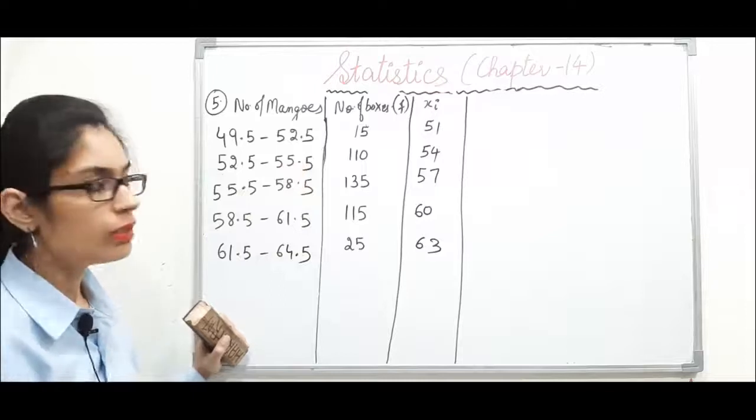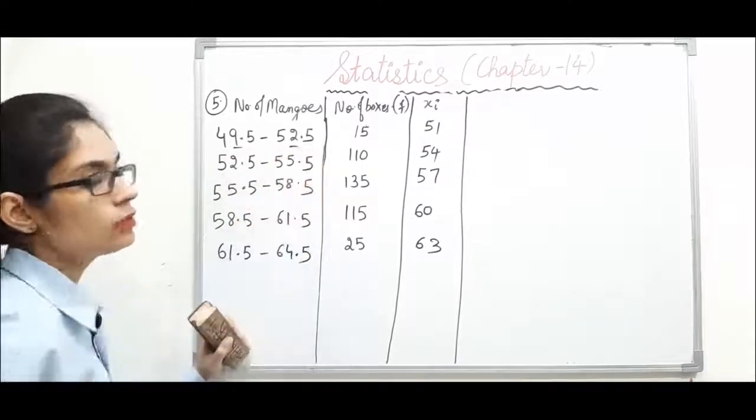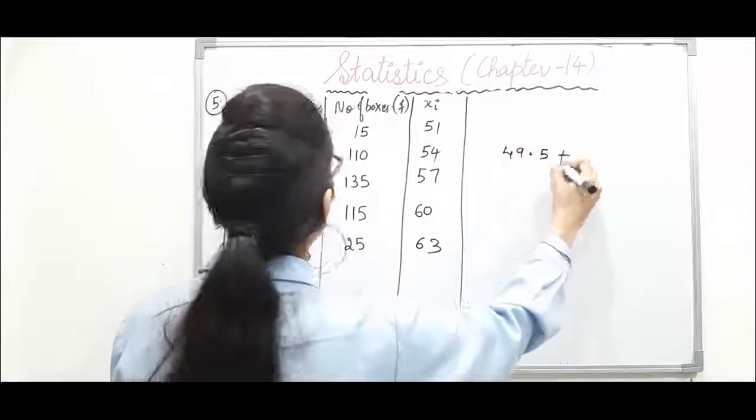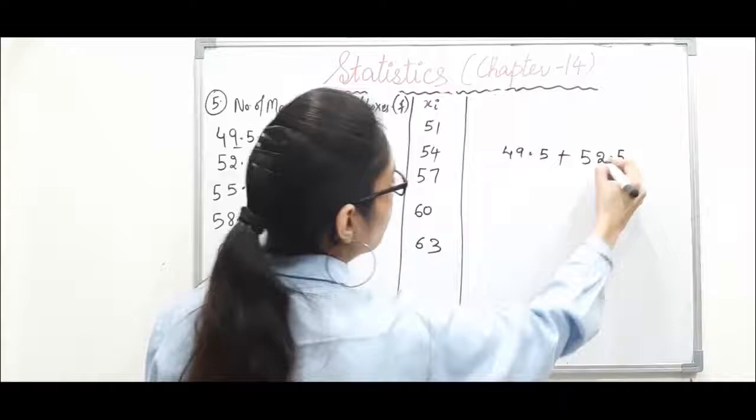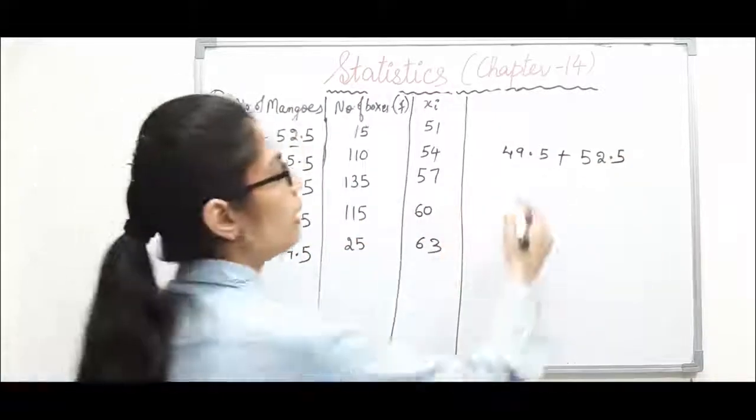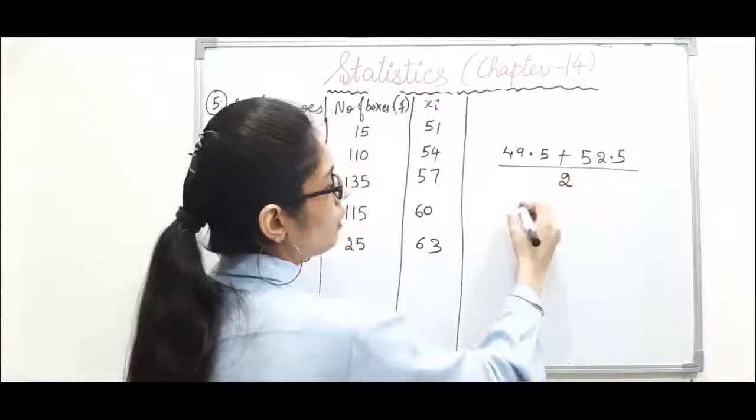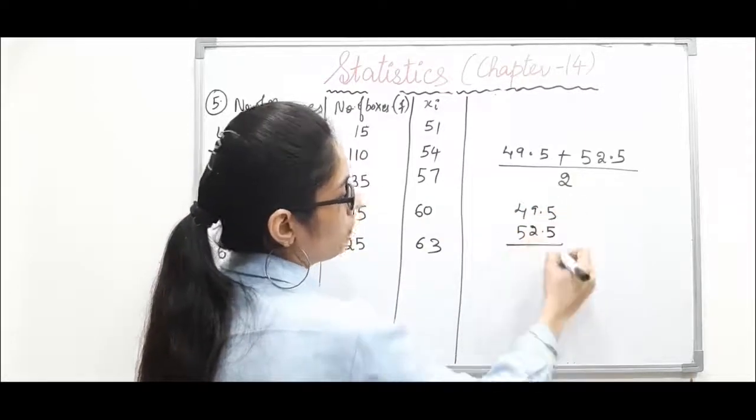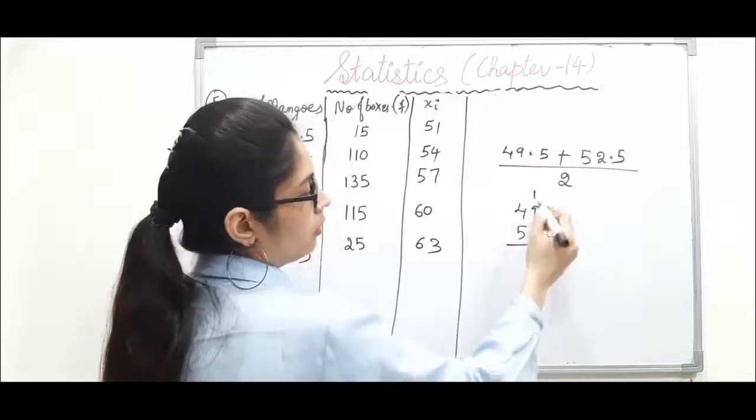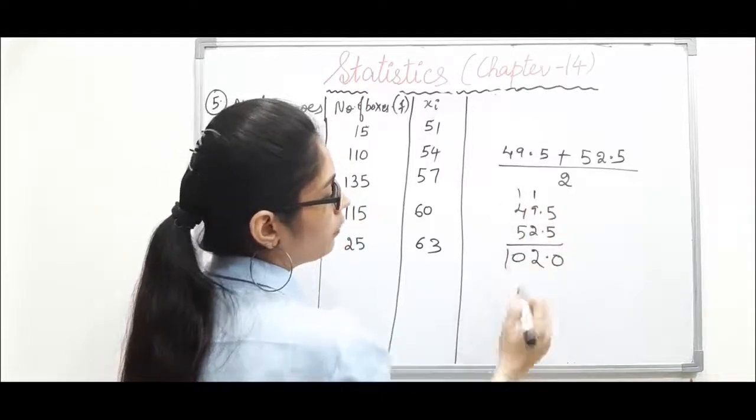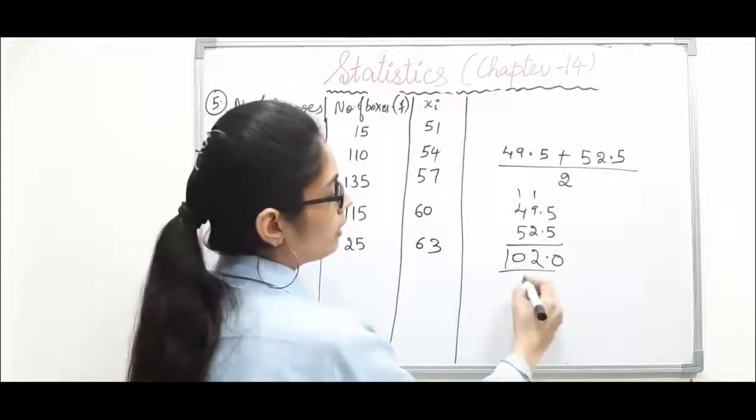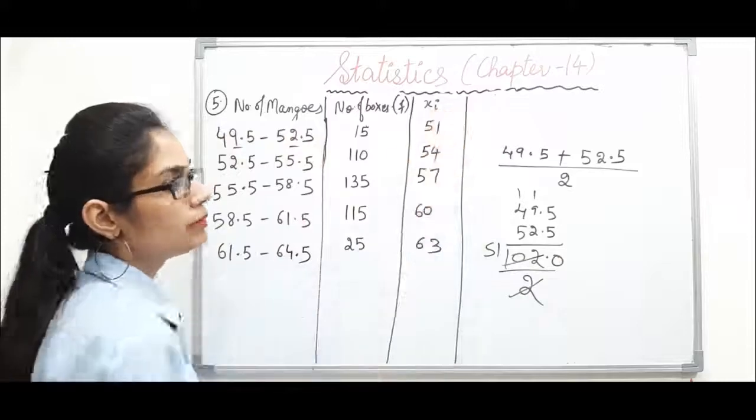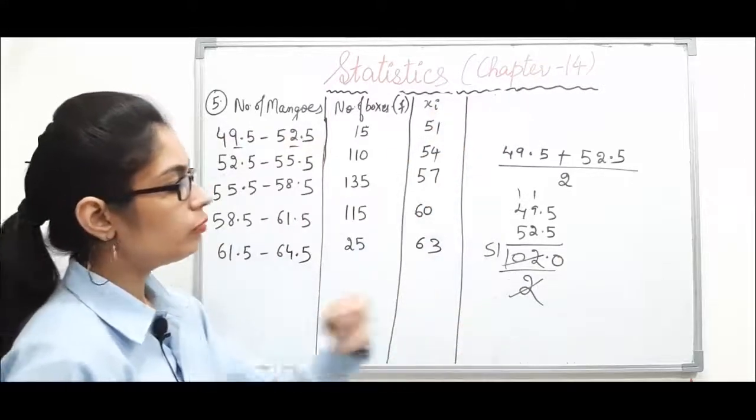In the previous question also I explained, you just have to add these two, 49.5 plus 52.5, and divide it by 2. 49.5 plus 52.5, 5 plus 5, 10. So 102. 102 divided by 2, so it will be 51. So that's what I have written. The class mark is represented by xi, so I have found the class mark now.